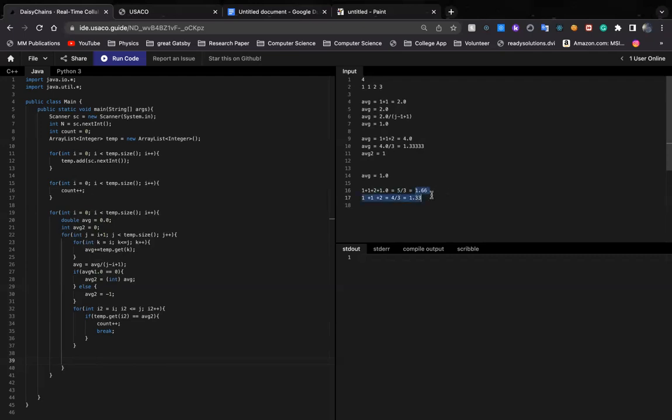In this case, it doesn't make a difference because it's a decimal, but that could cause a problem with other test cases. If you don't reset your average back to 0, you will keep adding on to your average, which could completely mess up your results.